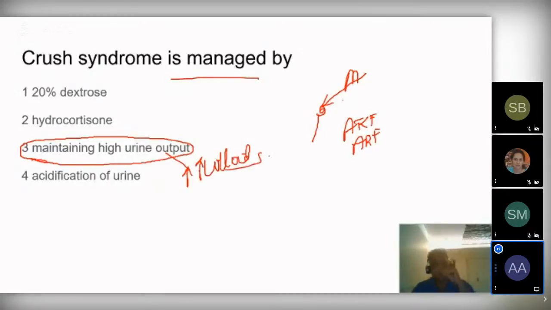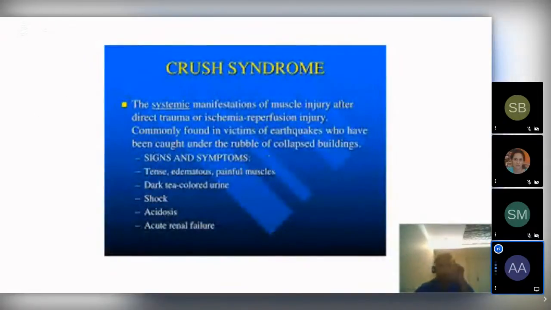Crush syndrome is a manifestation of prolonged muscular injury. People can have crush injury if they have dosed off with heavy drugs or alcohol and lain on one limb for more than 24 hours. They also have a history of crush injury. It is commonly found in earthquakes, when people are buried alive under the rubble of collapsed buildings.